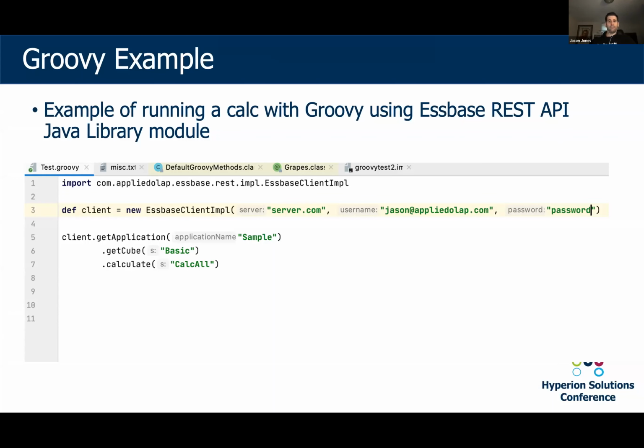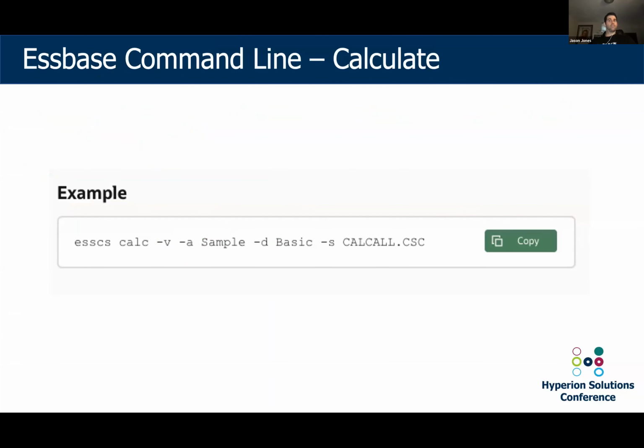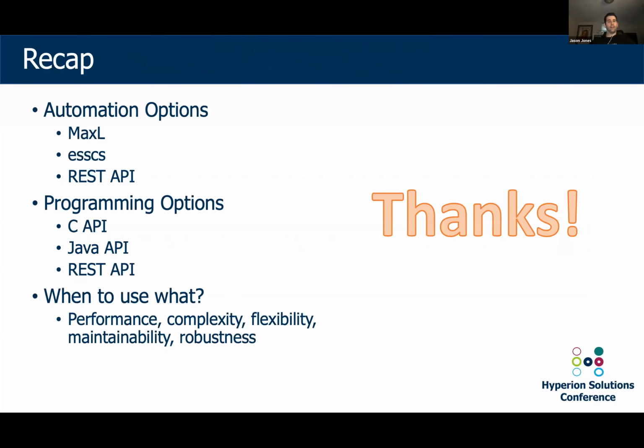So you can run this right now, and this will run that calc script. Now that's going to end up with the exact same result as if you use, say, the Essbase command line interface to do the same thing, right? So on that Oracle provided tool, which again is using the REST API, as is the Groovy example I just showed you by way of the Java library, the exact same thing happens here, right? So SCS, calc, V for verbose, here's the app sample, here's the database basic, and then here's the script name calc all. So exact same result. So that's one of the great things about a REST API, right?